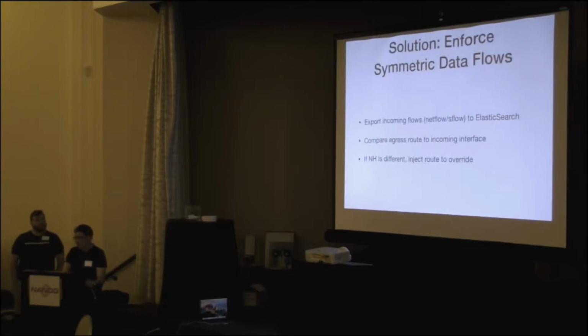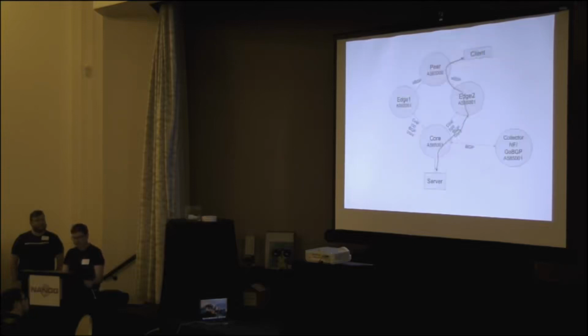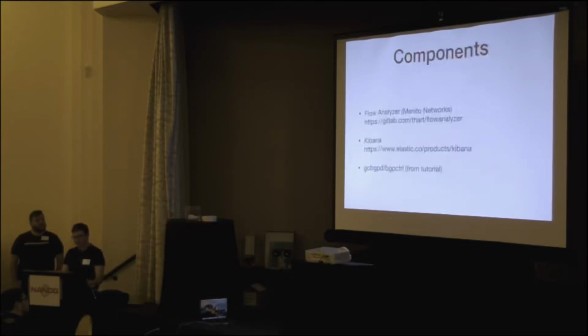So a solution we devised involved watching NetFlow data to see the incoming flows, and comparing the source IPs and the incoming interfaces to the routing table to find out if the return path, the egress path, is the same as the ingress path or not. If it's different, inject a route to override, thus creating a nice symmetric flow with a predictable path in both directions.